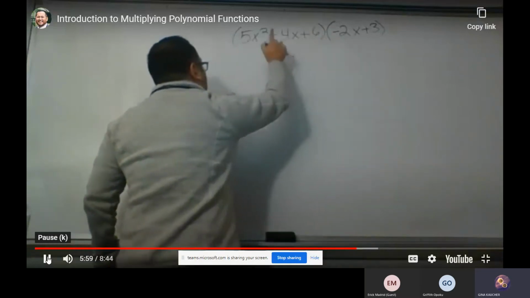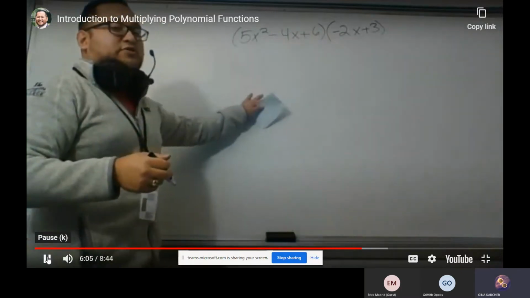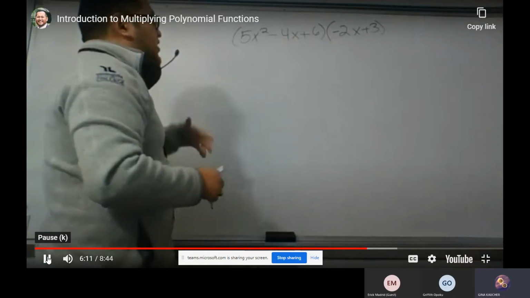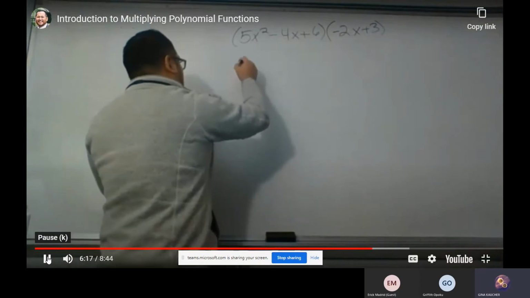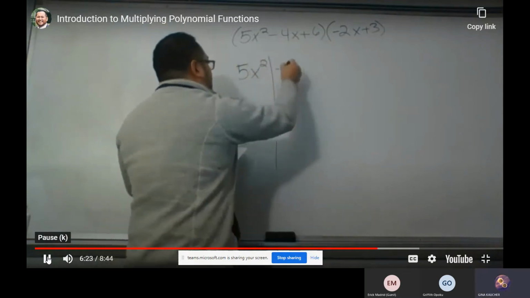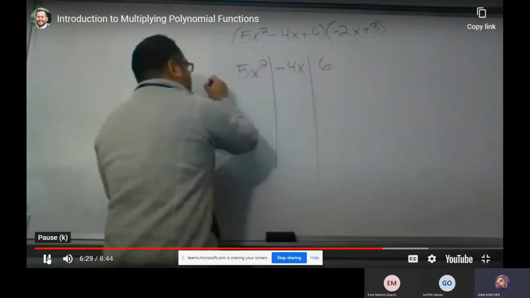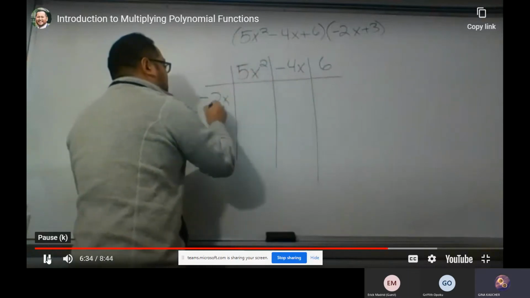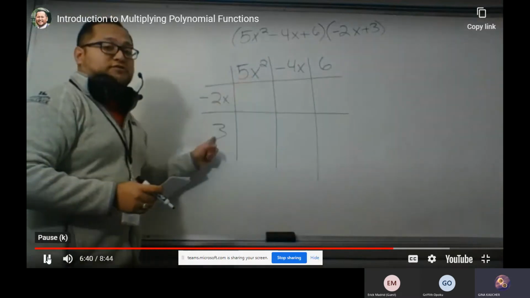Times negative 2x plus negative 4x times negative 2x, and on and on and on. But this method that I'm about to show you, called the table method, makes the whole process way more organized. It's easier on the eyes, and it's easier for you to do your math correctly, to keep track of all your details. So first we'll organize it. So here we have 5x squared. Let's draw a line. Minus 4x. Draw another line. Then positive 6. Here we go. And then here we have negative 2x. And then positive 3. So here we have our two polynomials.